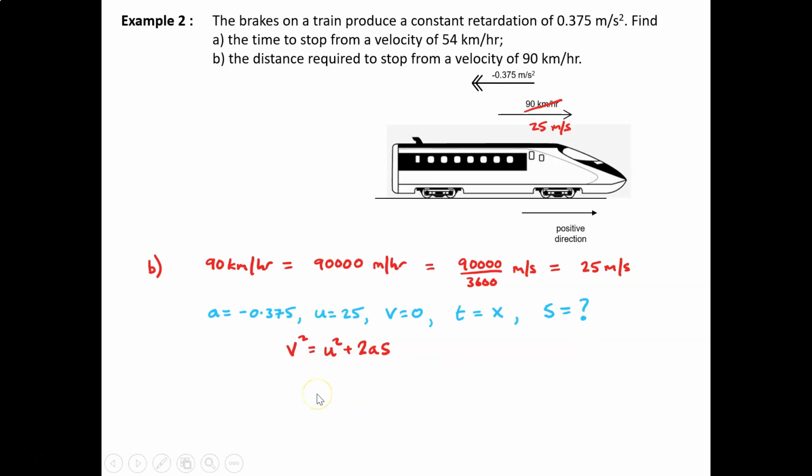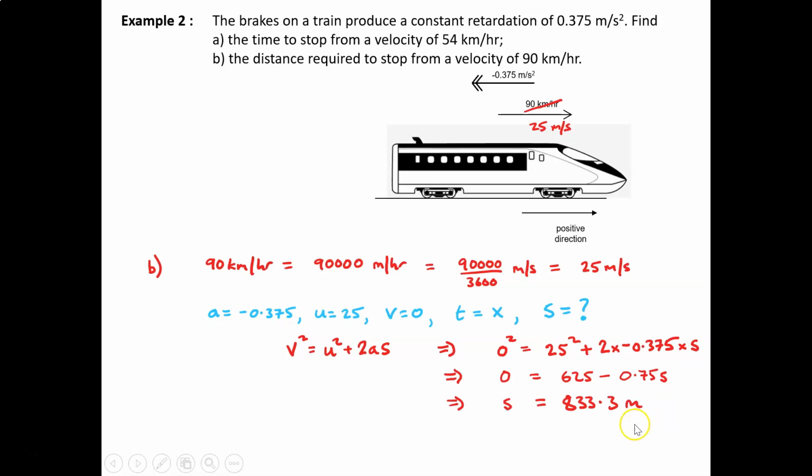Therefore, which equation do I need? Well, the one not using t is this one. So putting values in, we've got 0 squared is 25 squared plus 2 times minus 0.375 times s. Rearranging, and we get s to be 833.3 meters. So the distance to stop would be that.